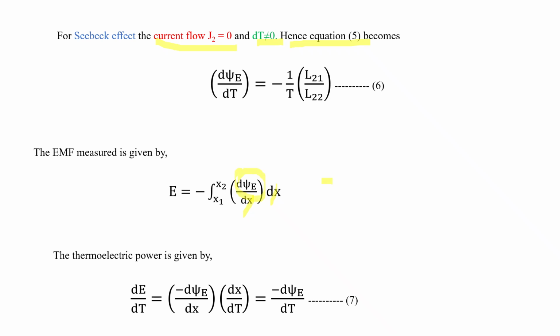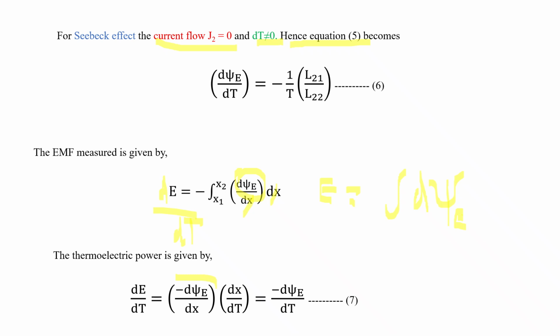So EMF is equal to the change in potential, that is given here. So EMF E is equal to the change in potential, which we are representing as integration of d psi E. So to find the thermoelectric power, we know the formula is dE by dT. As soon as we put the d value here, dE by dT, the integration can be removed.